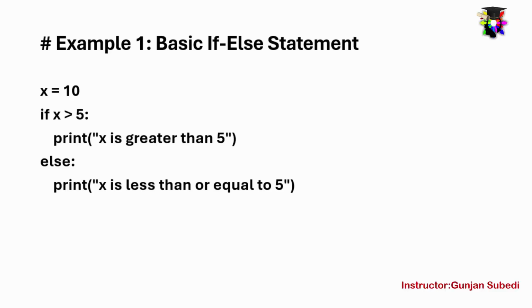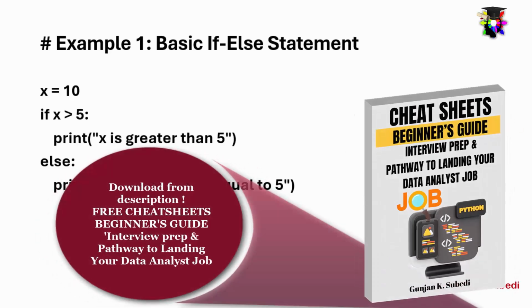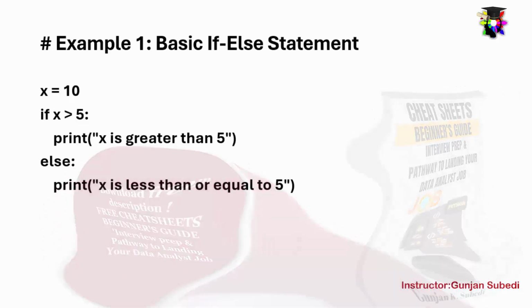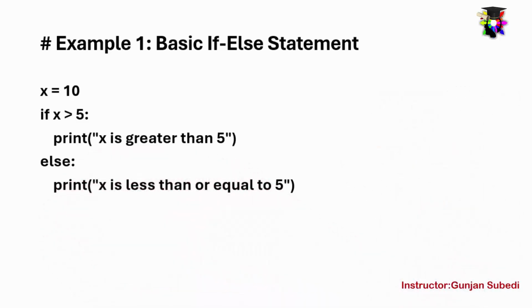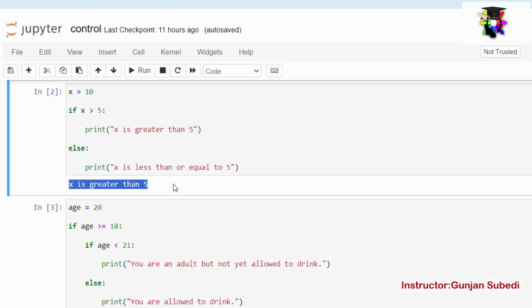So if x is 10, which is the case here, it is greater than 5. Therefore, when we run this code, it will print "x is greater than 5" because the condition x greater than 5 is true. If x were, say, 3, then it would print "x is less than or equal to 5" because x greater than 5 would be false. It would go to the else part. Let us see the execution of this code in Python. So here it is printing "x is greater than 5".